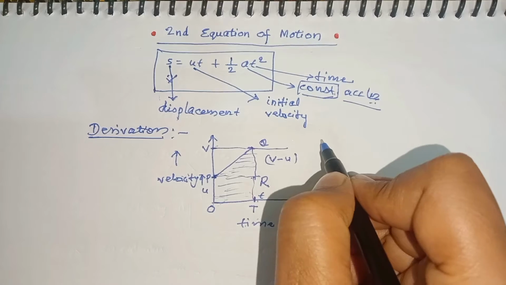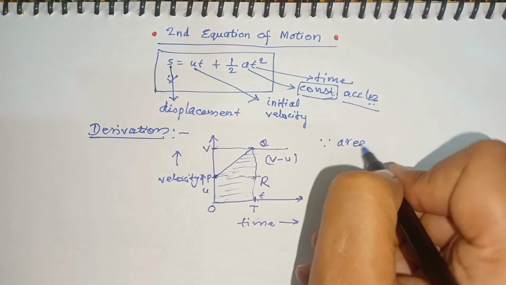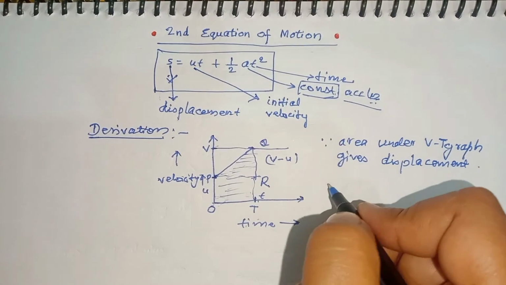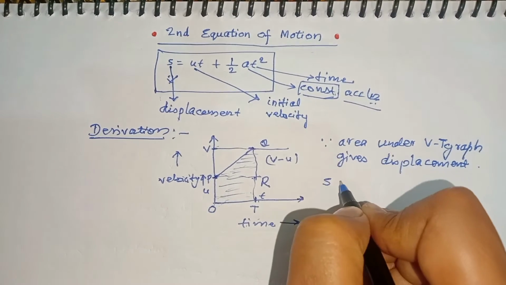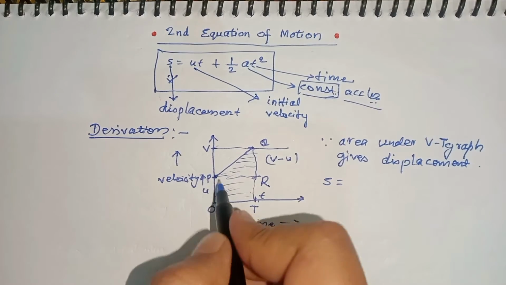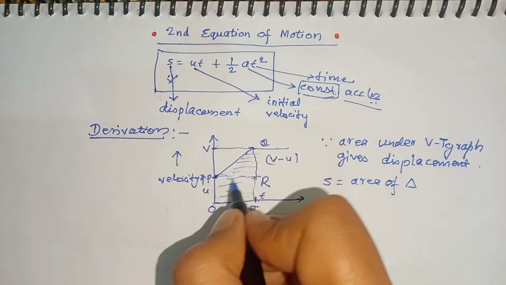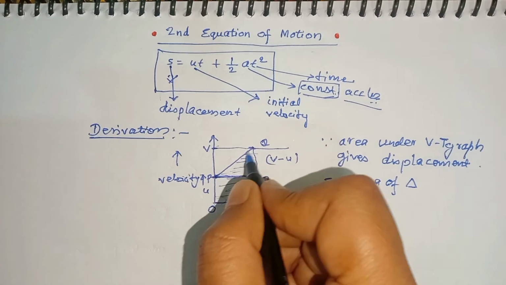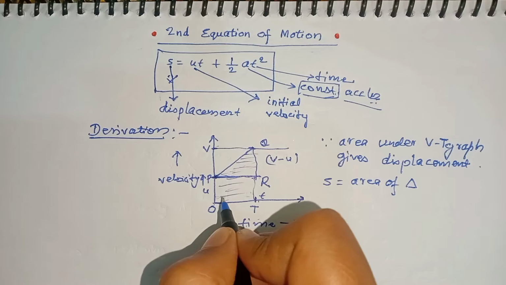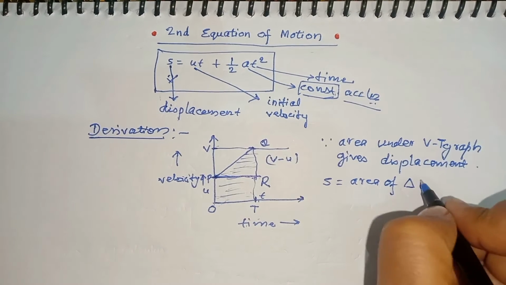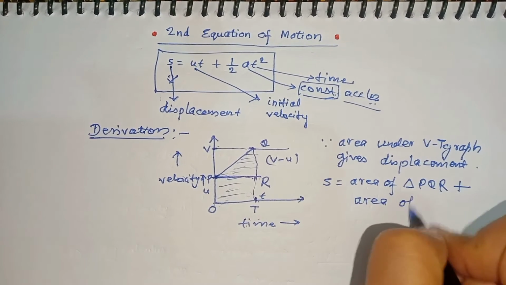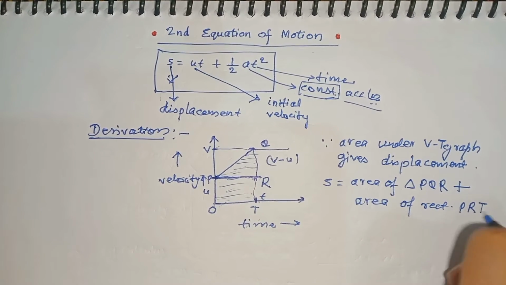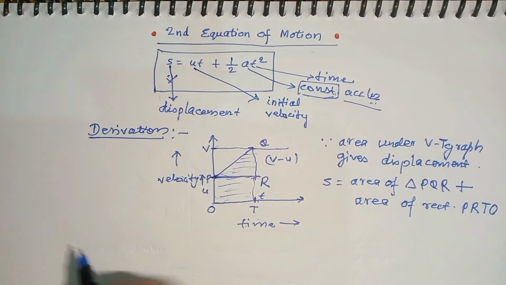Since the area under the velocity time graph gives displacement, displacement S is equal to the area of triangle PQR plus the area of PRTU. Let's divide it into two parts: one is a triangle and the other is a rectangle. So area of triangle PQR plus area of rectangle PRTU. You can write PRTU, OPRT or TORP, anything.